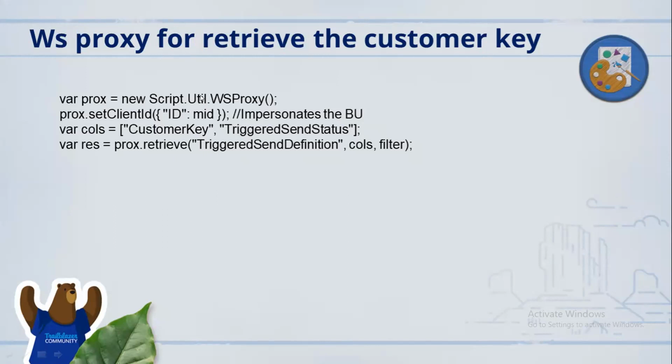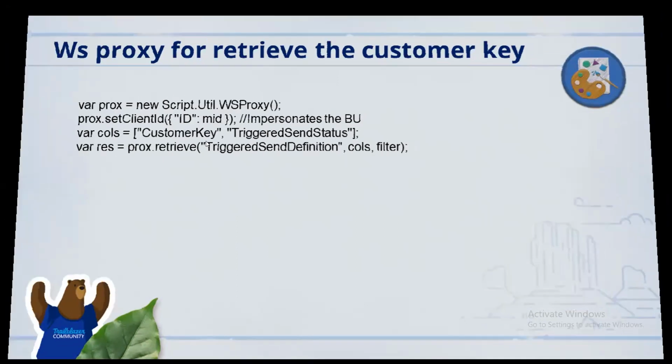Okay, this is the step we can use to retrieve the trigger send customer keys across the whole MID. This trigger send customer key also covers Journey Builder, because a Journey Builder email send also creates a trigger send definition. So we can get the Journey Builder trigger send customer key as well. Okay, let's move on to the next one.